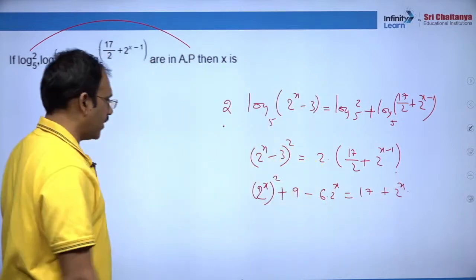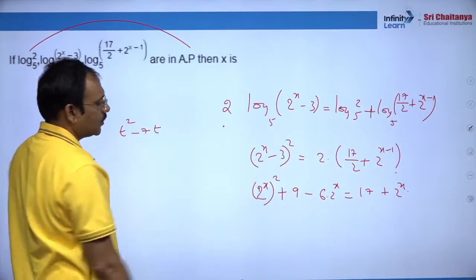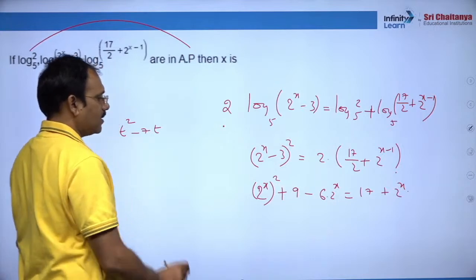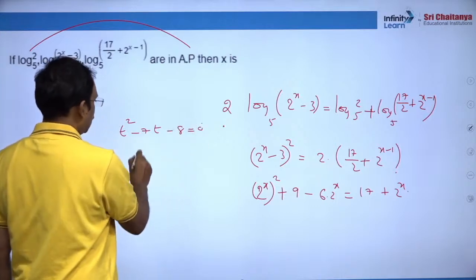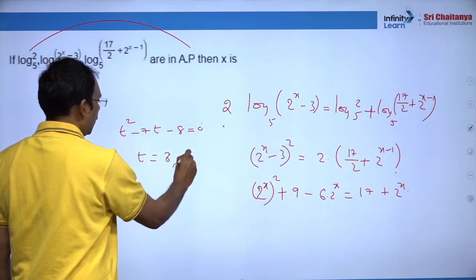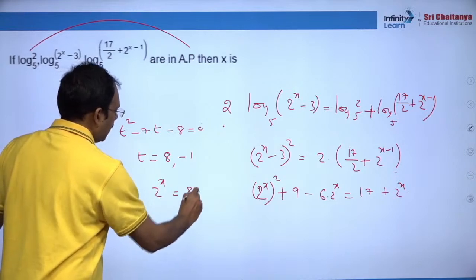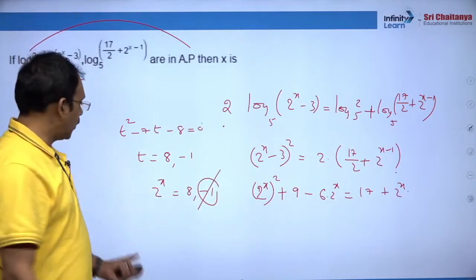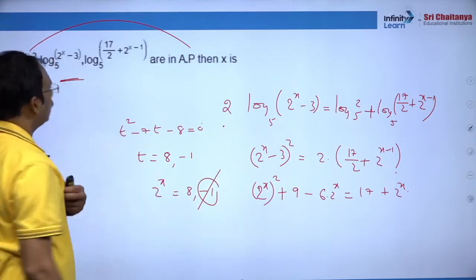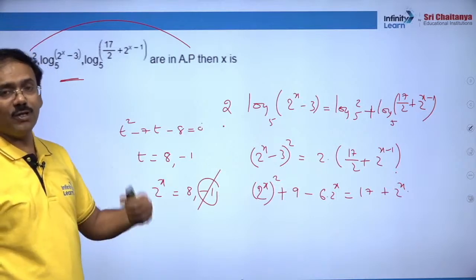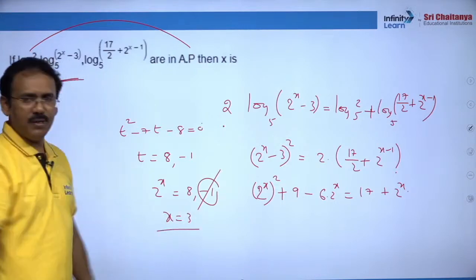You can just take 2 power x is t. So, you can write t square minus 7t plus 9 minus 17, that is minus 8, is equal to 0. So, t must be 8 comma minus 1. Yes. So, 2 power x, my dear friends, cannot be minus 1, right? You can discard it. So, x must be 3. For that x is equal to 3, you substitute and you need to check that all the logarithm inputs must be defined. It is possible here. So, you can take x is equal to 3, a simple equation.